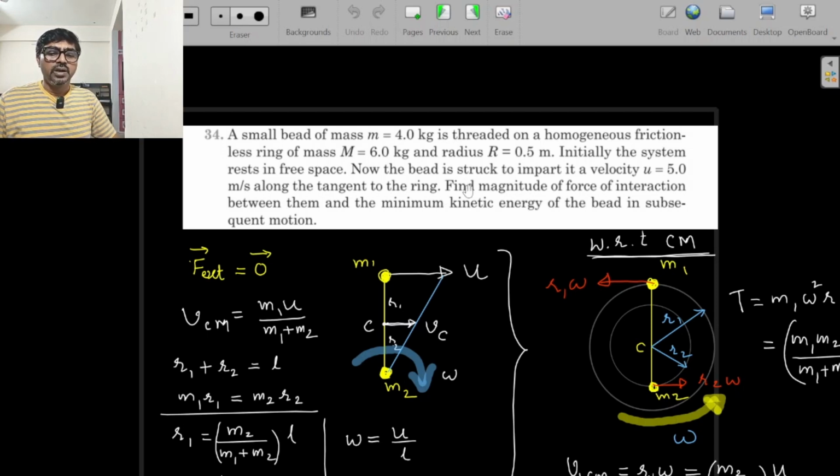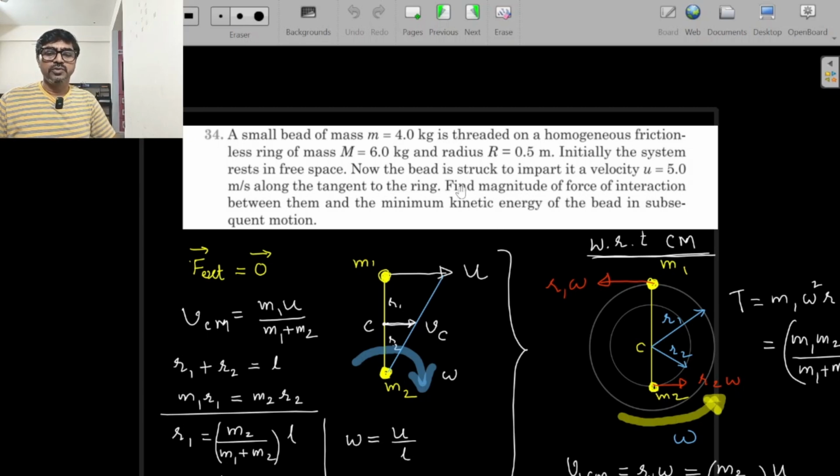Now the question: find the magnitude of force of interaction between them, between the ring and the bead, subsequently, once the hit is given. And subsequently we also need to find the minimum kinetic energy of the bead. That's what they are talking about. So there are two things they are asking.